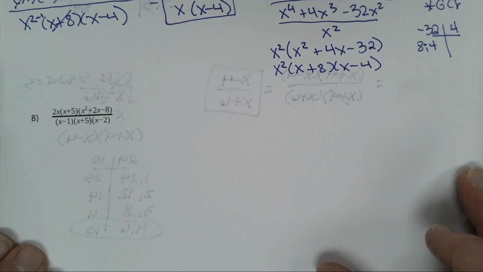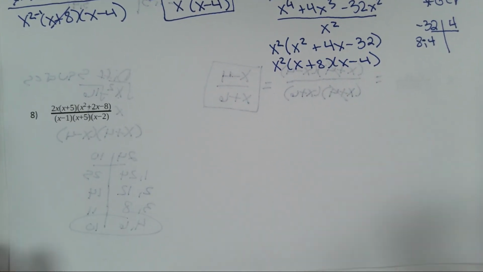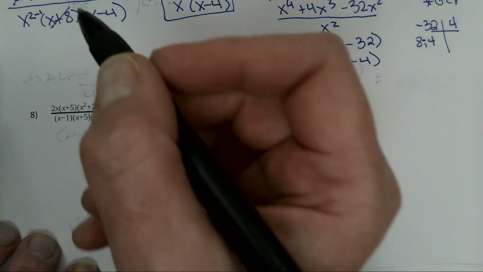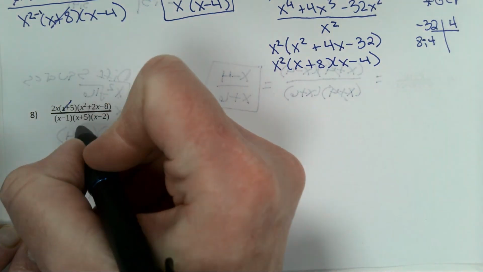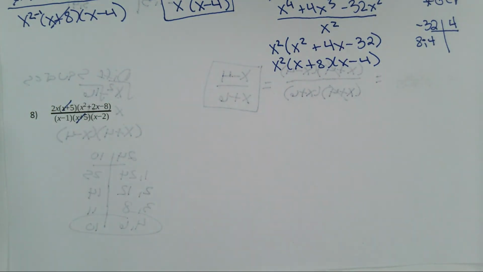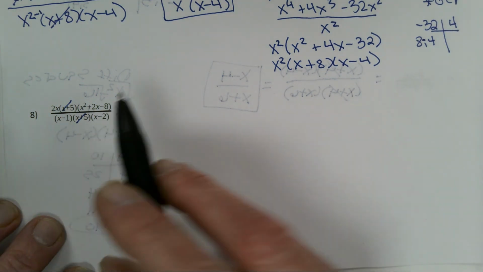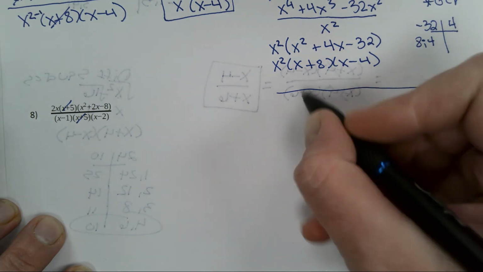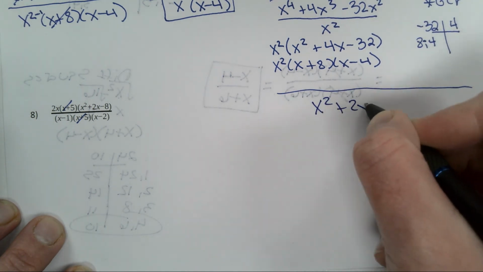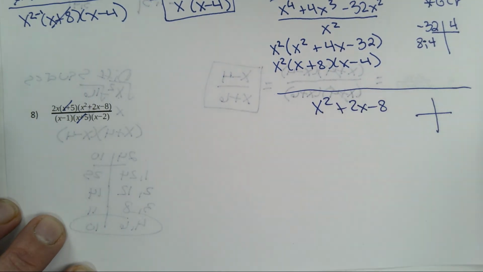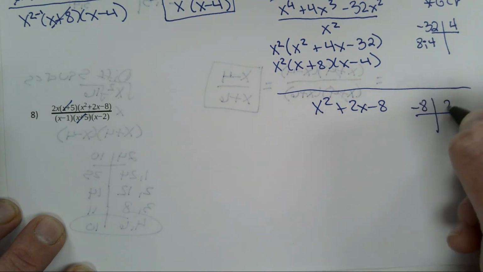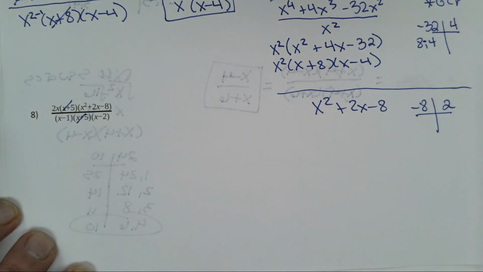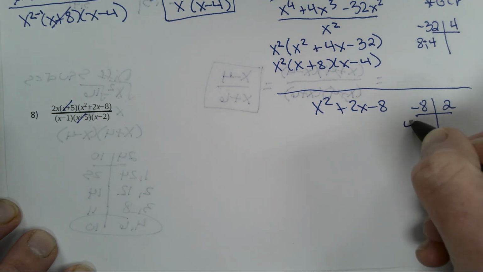Number 8. Let's see if there's anything at all that I can cancel initially, and then I'm going to factor. So I see a matching x plus 5 in the numerator and denominator, so I'm going to cancel those out. And then I have this trinomial here, x squared plus 2x minus 8. I'm going to make an ACB chart. I want factors of negative 8 that add to 2.